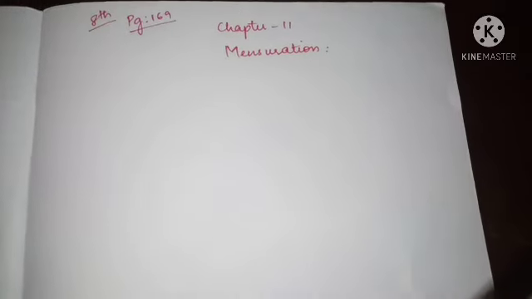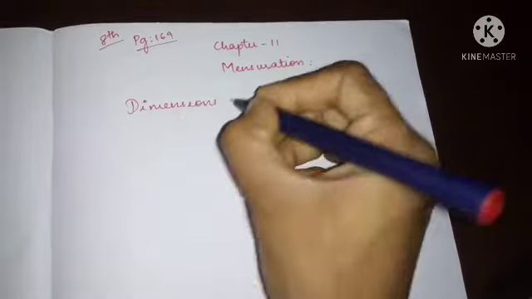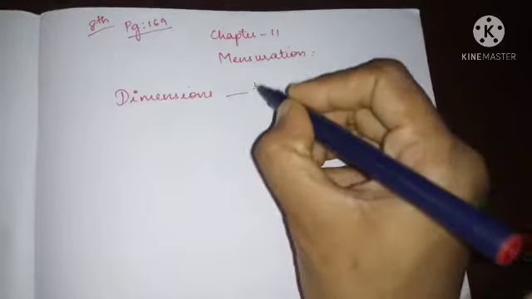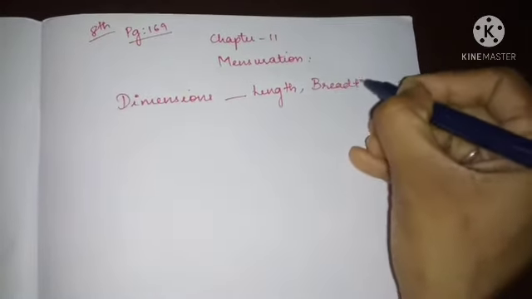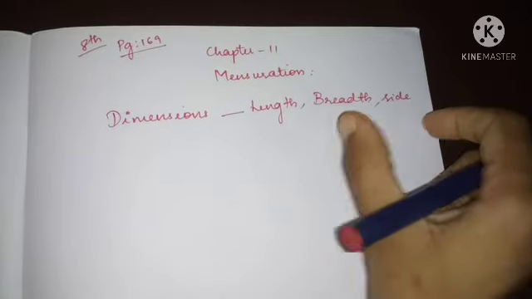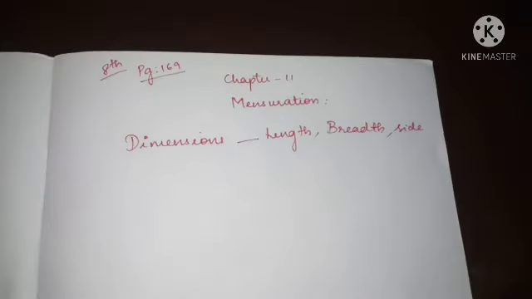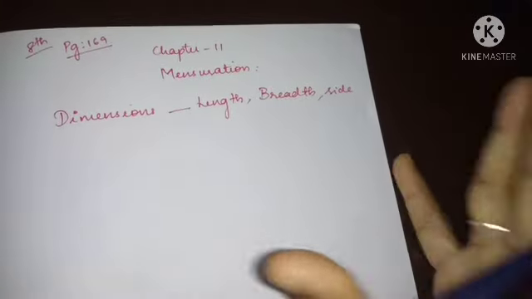So for measuring the objects we need some dimensions. What is meant by dimensions? If you want to measure some objects, we want certain dimensions of certain objects. So what are the main dimensions? Length, breadth, side. These are all the dimensions. Using these dimensions, we are going to measure the objects and find certain measurements. What are those measurements?